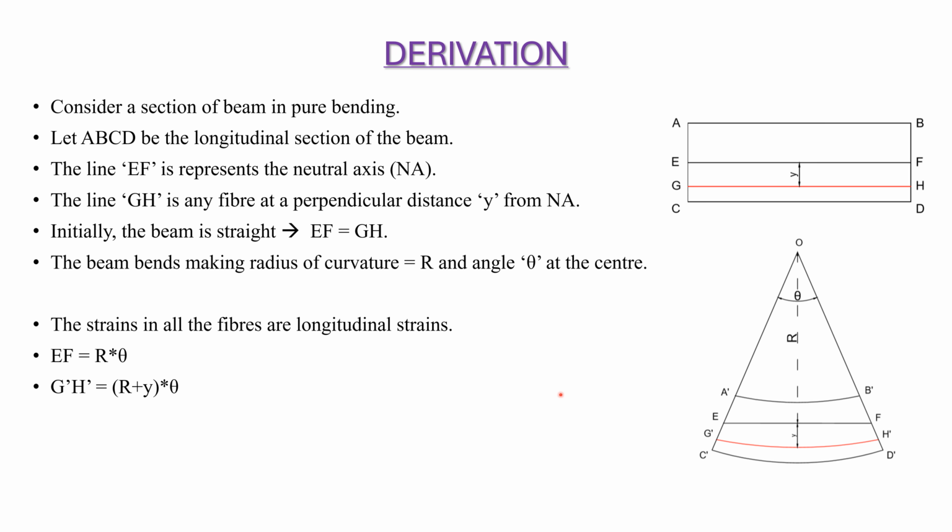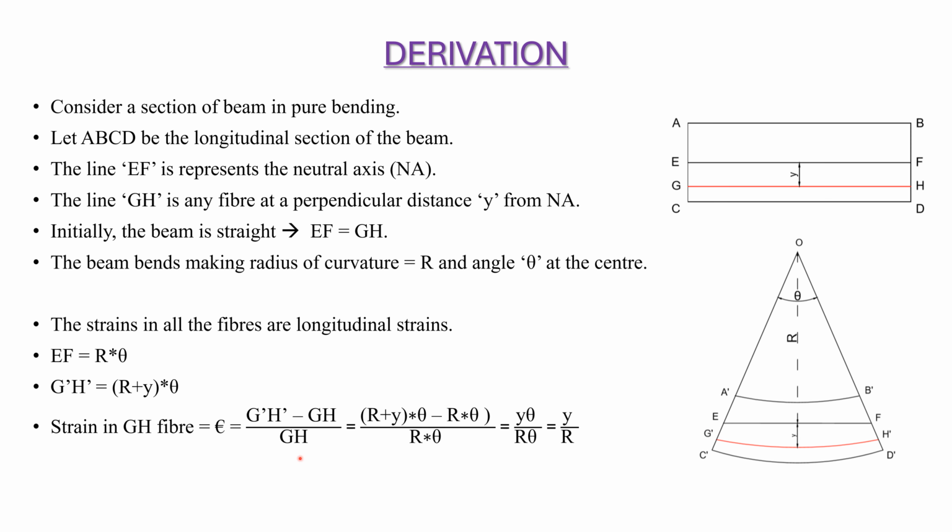Now, if I consider the longitudinal strain coming up in this G dash H dash fiber, we know that strain is calculated as the ratio of change in length to its original length. Therefore, the change in length that is taking place in this fiber will be G dash H dash minus initial GH, upon the initial length, that is GH. We know that G dash H dash is R plus Y into theta, that I substitute here, minus GH, and GH would be R into theta because we know that EF is equal to GH here.